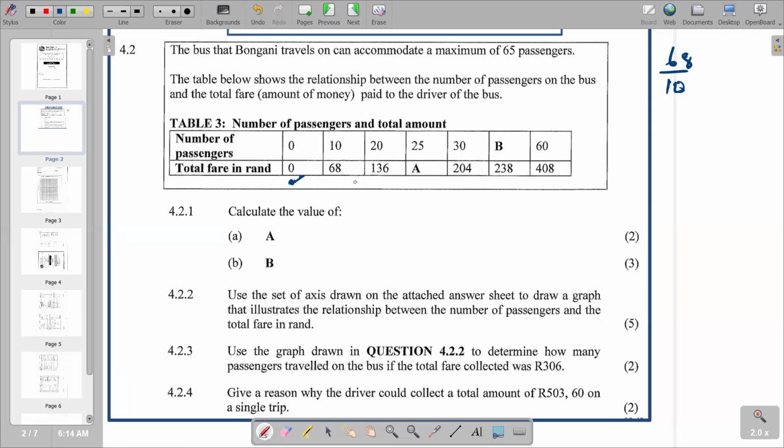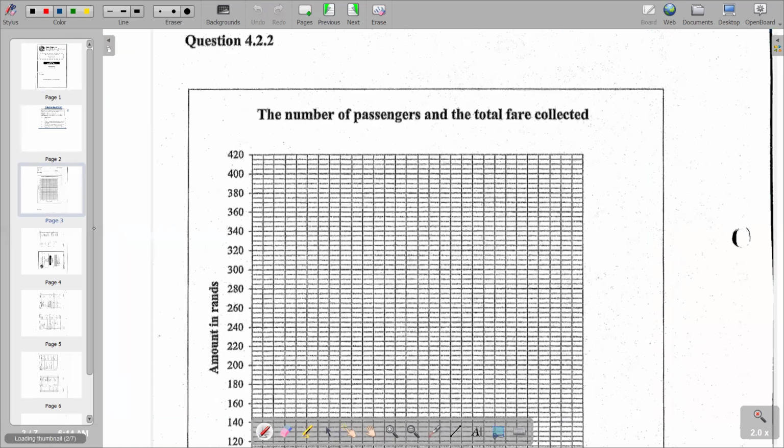And then also we can plot 10, 68: 10 number of passengers, and then total fare is around 68. And then we can obviously plot the last point that we have, 60 number of passengers, a total fare of around 408.